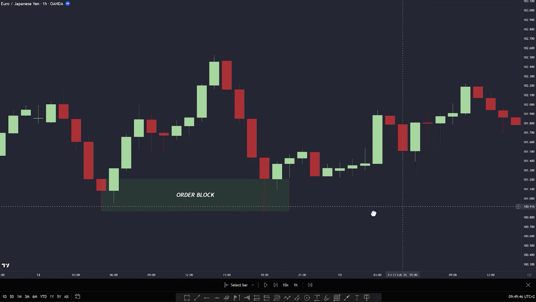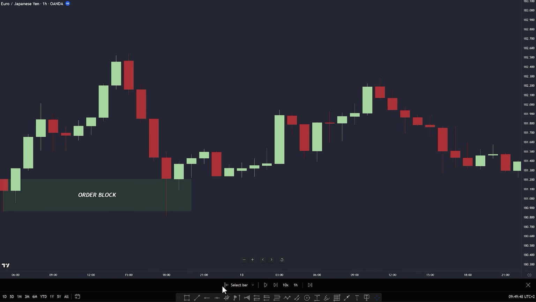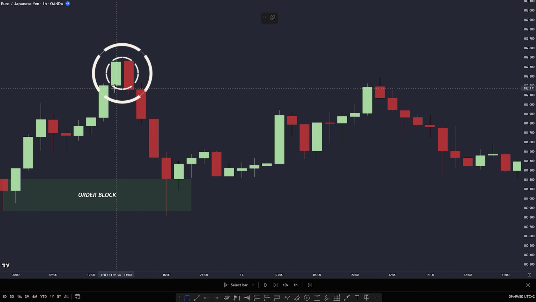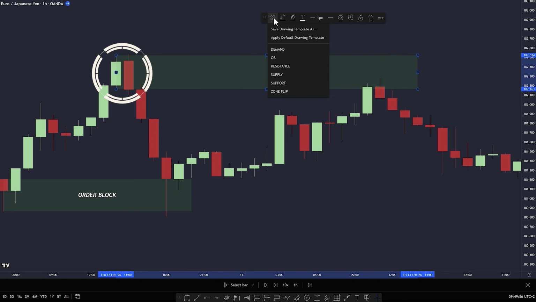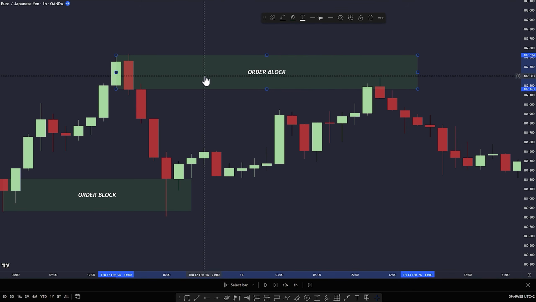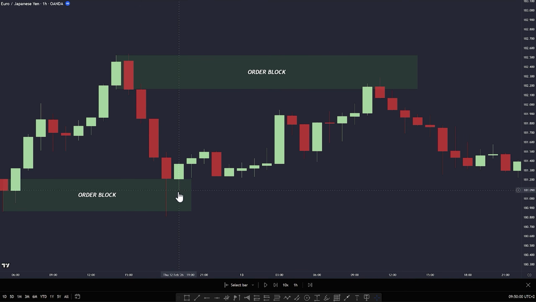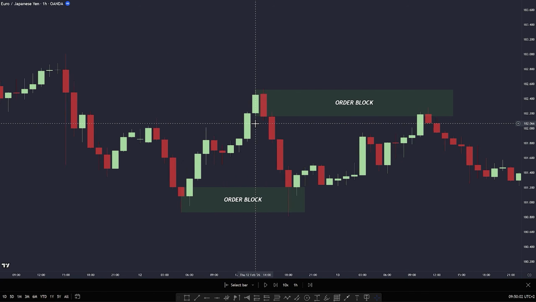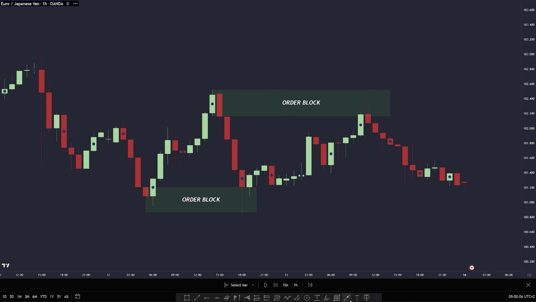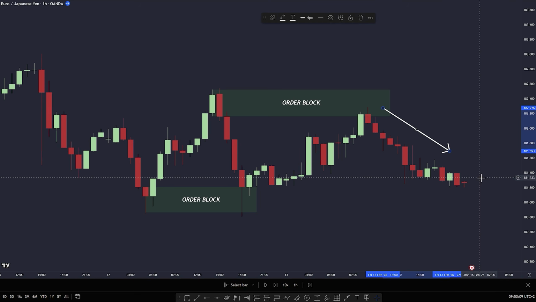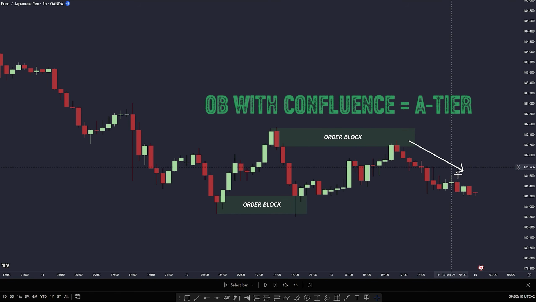But here's why it's still A tier. This framework gives you a specific candle to focus on, not a vague zone you draw wherever you feel like it. And that precision matters. An order block with displacement behind it, during the right session, in the right market structure, high probability entry. Alone, it's a coin flip, but with confluence, A tier.